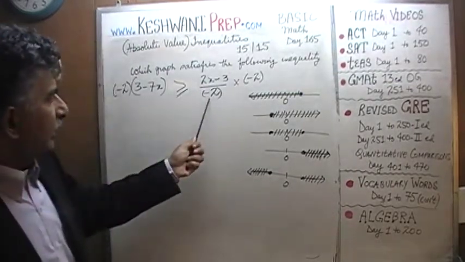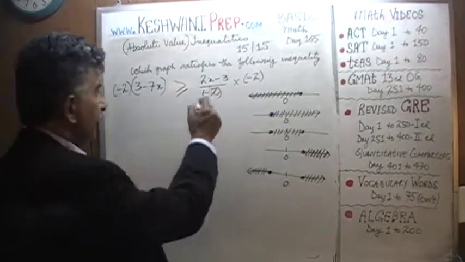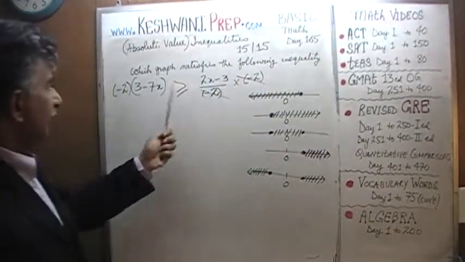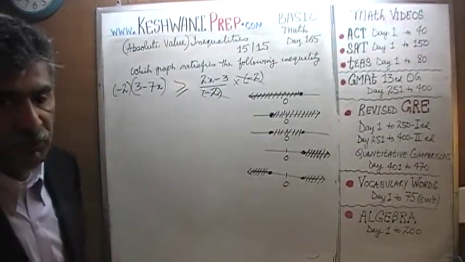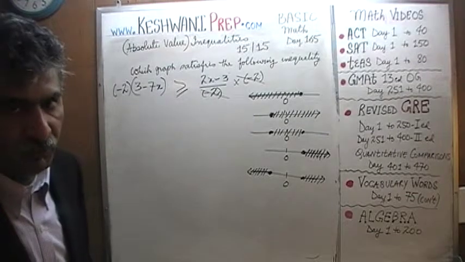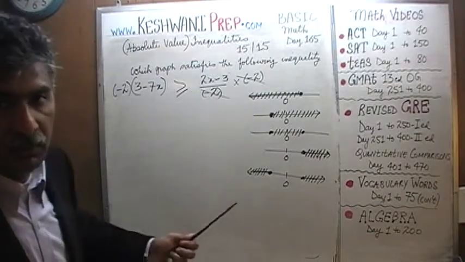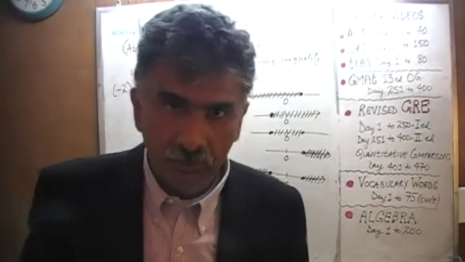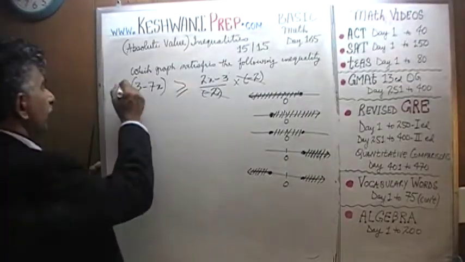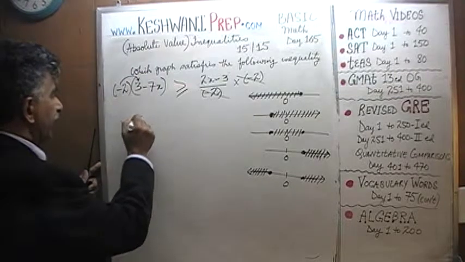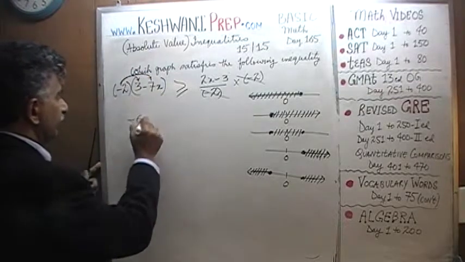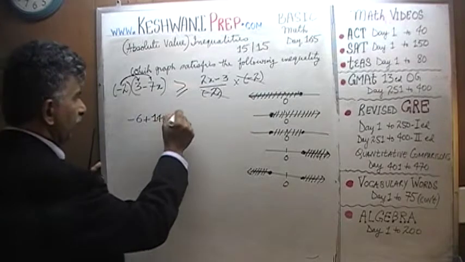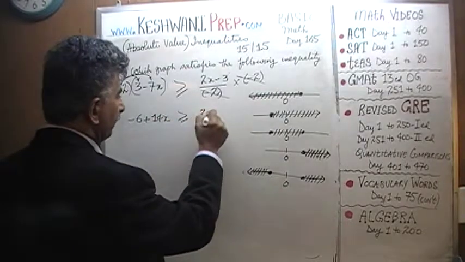Now we have a negative 2 on the top, we have negative 2 on the bottom, we can cancel each other out, and we are simply left with ordinary inequalities, which is very similar to solving an equation. There is no difference between solving this inequality and solving an equation. Whatever applies when you're solving an equation will apply here. So let's do it. Negative 2 times 3 is negative 6. Negative 2 times negative 7 is positive 14. It has to be more than 2x minus 3.